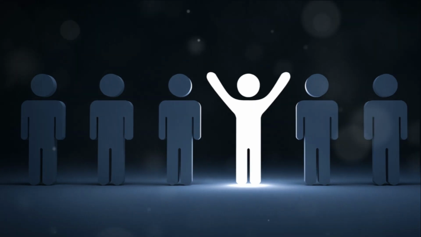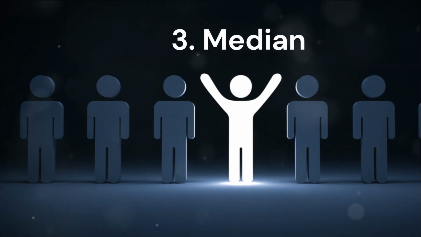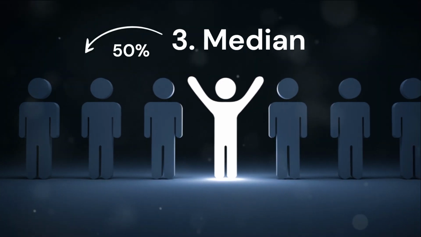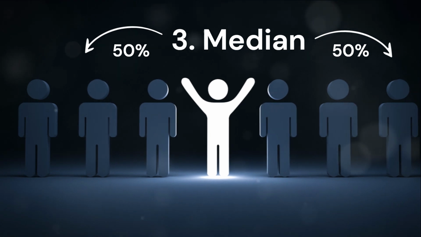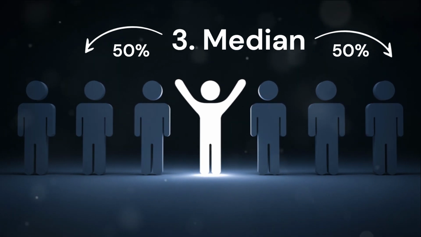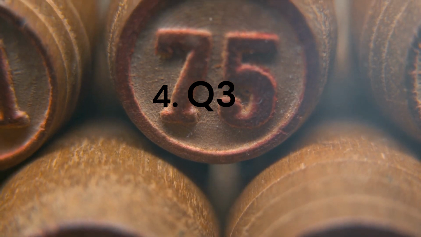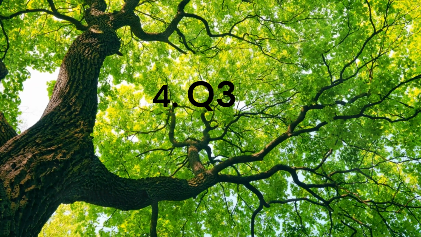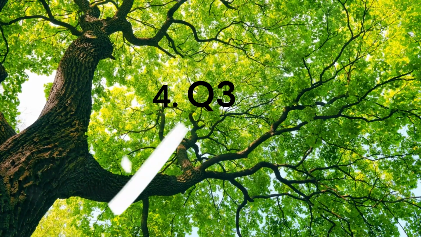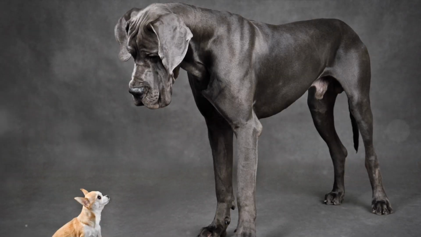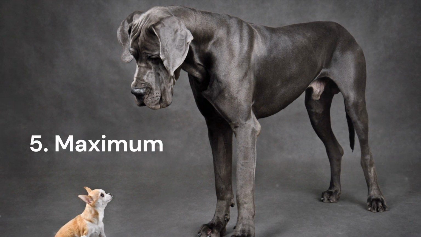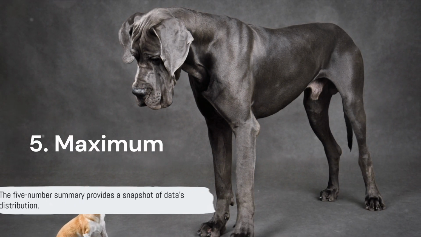Next up is our middleman, the median. This is the middle value of a data set, with 50% of the data falling below it and 50% above it. It's like the balancer, ensuring that everything is evenly spread on both sides. The third quartile, or Q3, is similar to Q1, but it represents the 75th percentile of our data. 75% of the data falls below Q3. Finally, we have the maximum, which is simply the largest number in our data set.